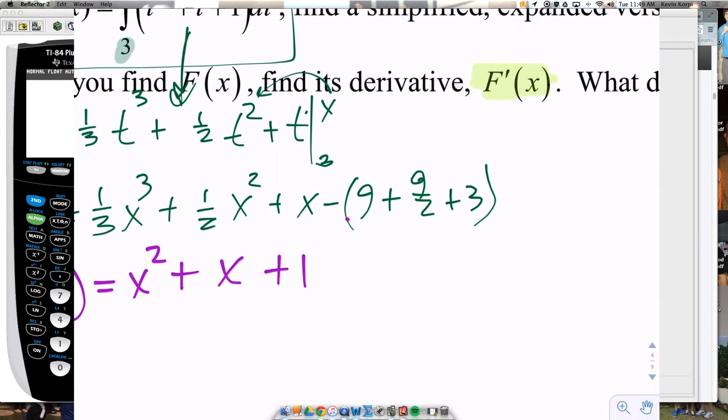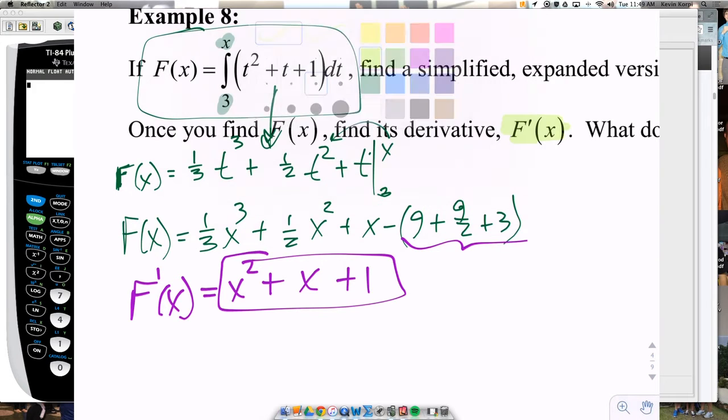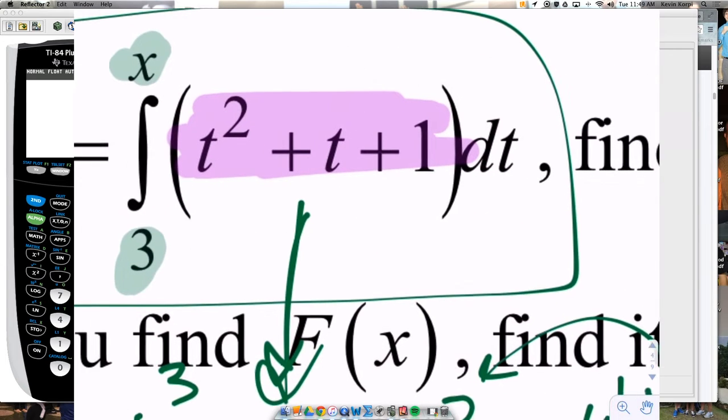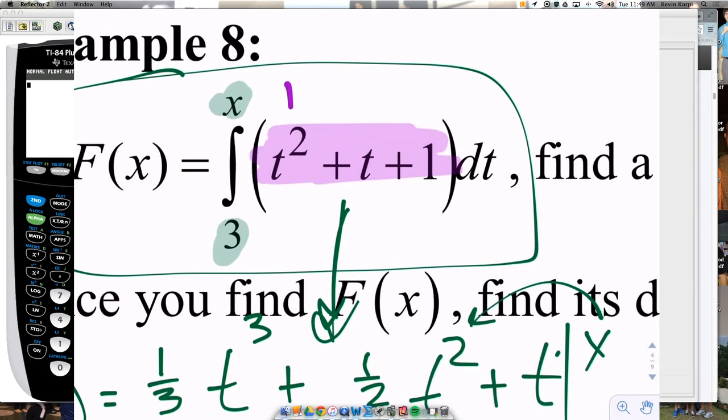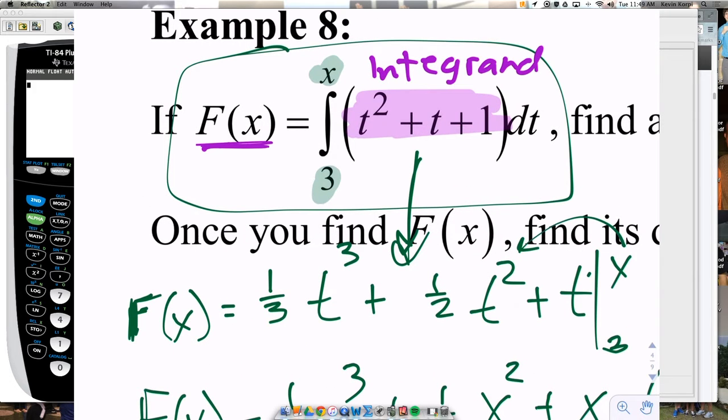And what happens with the derivative of this last constant that we didn't simplify? It becomes 0. So notice we're left with x squared plus x plus 1. And if you recall from yesterday, that looks very, very similar to our original, what do we call that? The integrand. Yeah, it looks very similar to the original integrand. The only difference is it's now a function of x instead of a function of t, which makes sense because, remember, it is big F of x to begin with. T is just some temporary variable so that we don't forget what our independent variable is. It's that upper limit of integration.